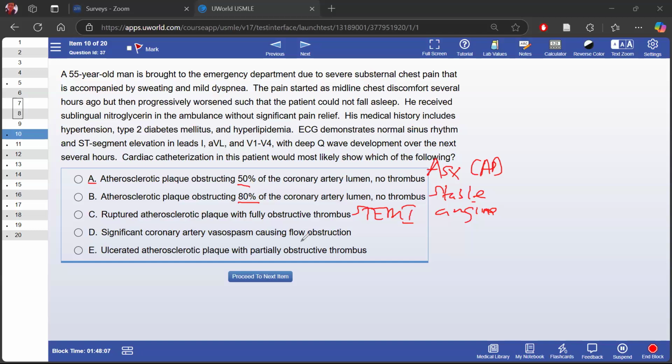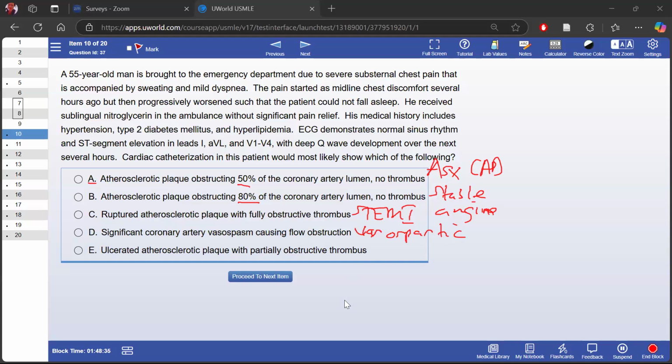What about D? What will be the diagnosis for option D? Option D is going to be Prinzmetal angina, right? Prinzmetal or vasospastic angina. Vasospastic angina. Very good. And then E will be what?